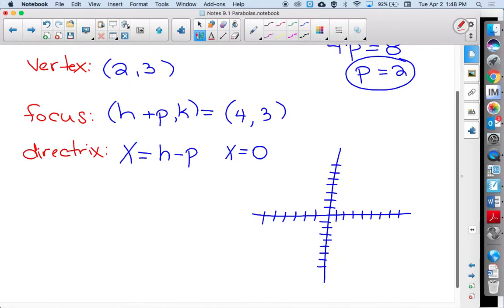So over 2, up 3, over 4, up 3. Those 2 points should lie on that same horizontal line. That's really our line of symmetry. And then the directrix is a vertical line at x equals 0.